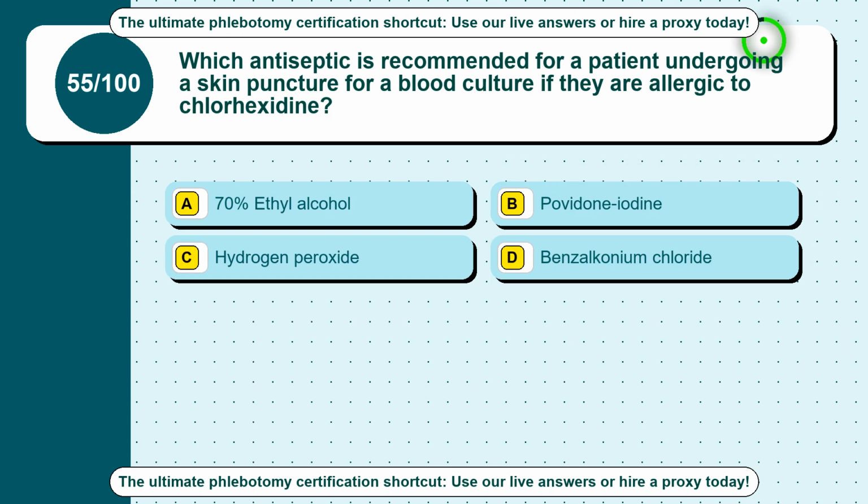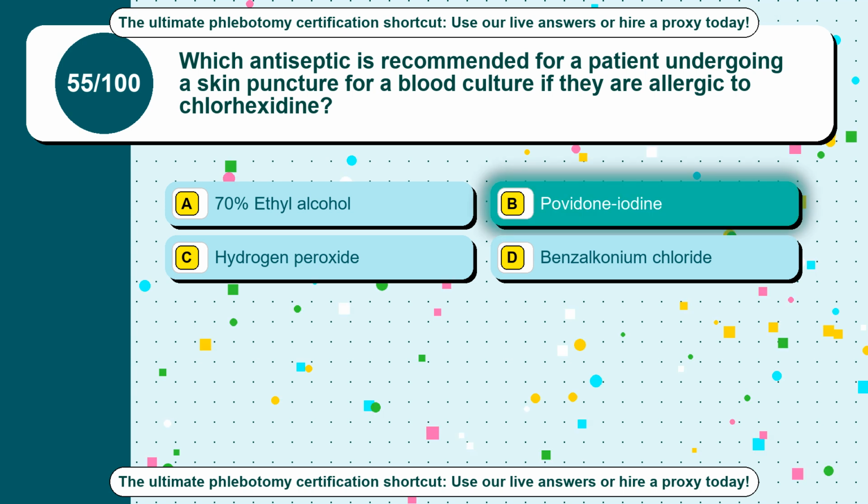Question 55. Which antiseptic is recommended for a patient undergoing a skin puncture for a blood culture if they are allergic to chlorhexidine? Option A, 70% ethyl alcohol. Option B, povidone. Option C, hydrogen peroxide. Option D, benzalkonium chloride. The correct answer is option B, povidone.